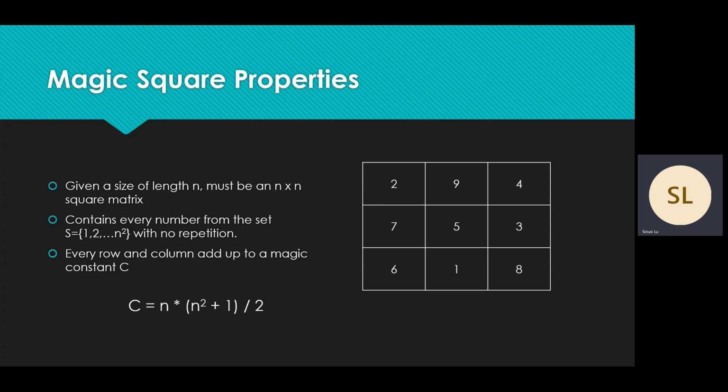The third main property of a magic square is that all columns and rows will add to the same number, which is the magic constant. And this constant can be calculated by n times n squared plus 1, divided by 2. A matrix satisfying these three properties makes a magic square.